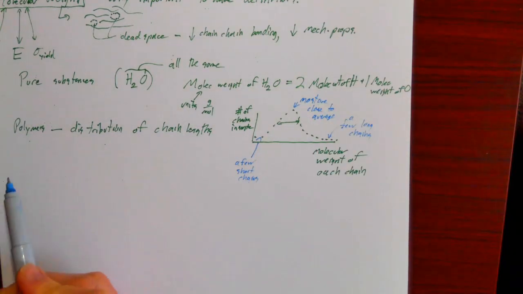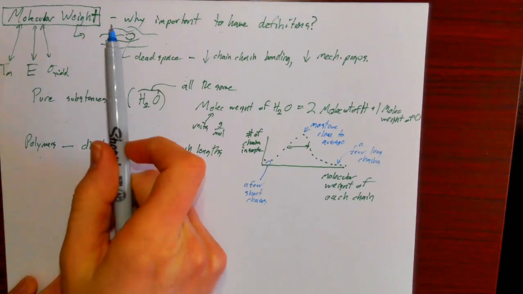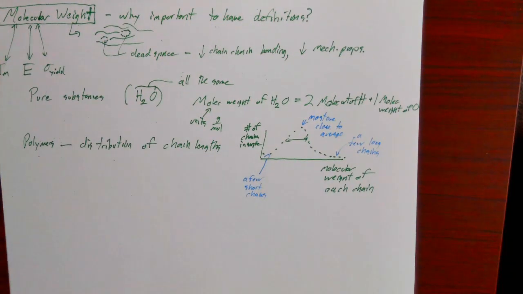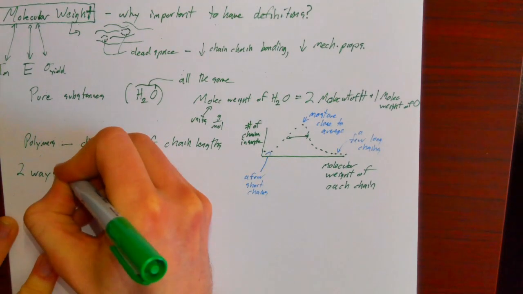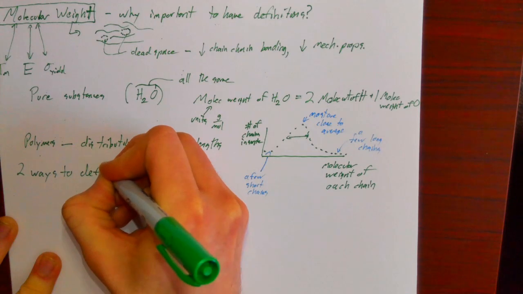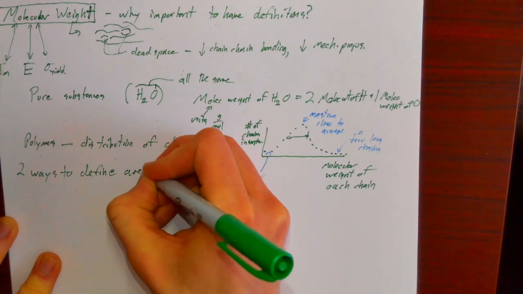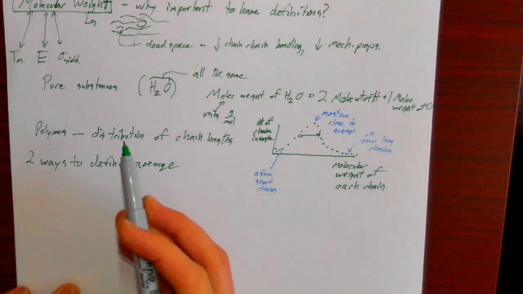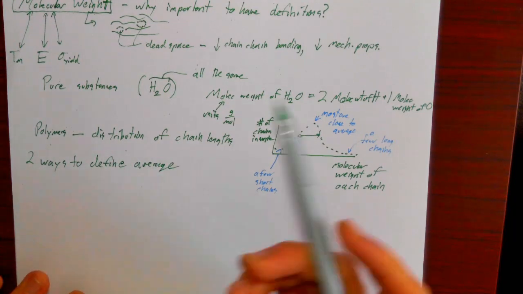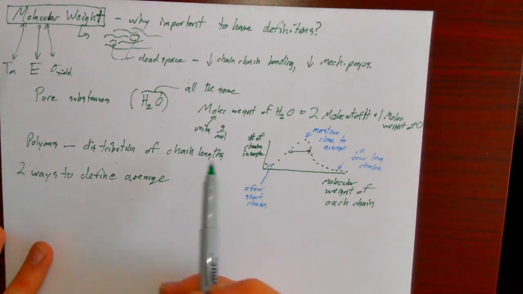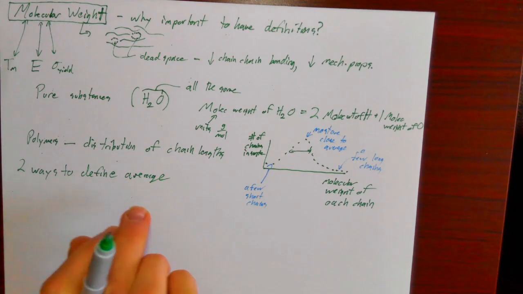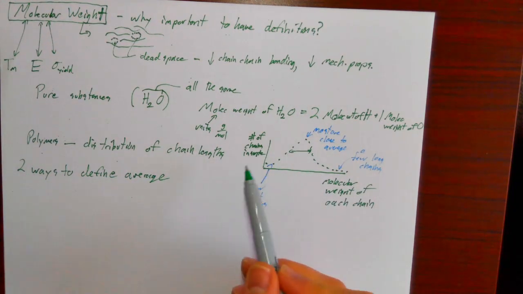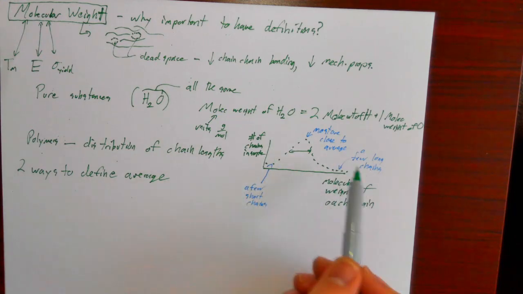What we're going to talk about today is basically two different ways to define an average molecular weight. And you might be like, hey Landon, the way I grew up, we only had one way to define an average. But there are two different ways to define an average, depending on how you weight chains of each length.